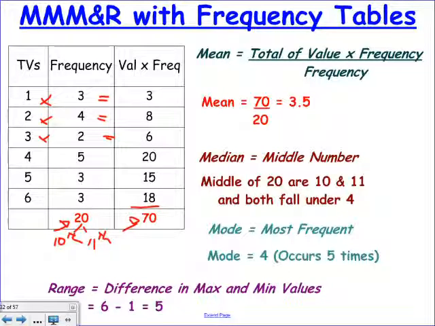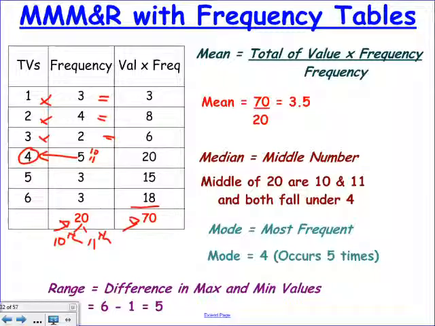So what you do is you go down your ordered data, because this is already ordered for you. So that's 1 1 1, 2 2 2 2, so that's the first 3 values. That's the next 7, 8 and 9 are there. So 10 and 11 live in here. Does that make sense? So my 10th and 11th value are both the value of 4. So my median is 4. Can you see where I got my median? It's the middle of my 20. So my first 3, then another 7, 8, 9, 10 and 11 live in there.